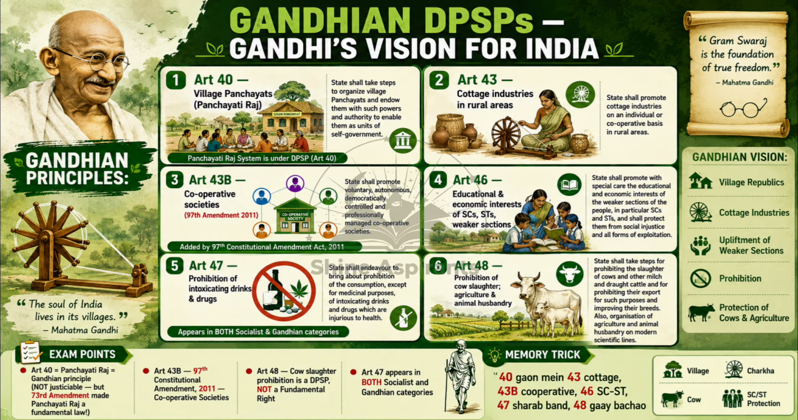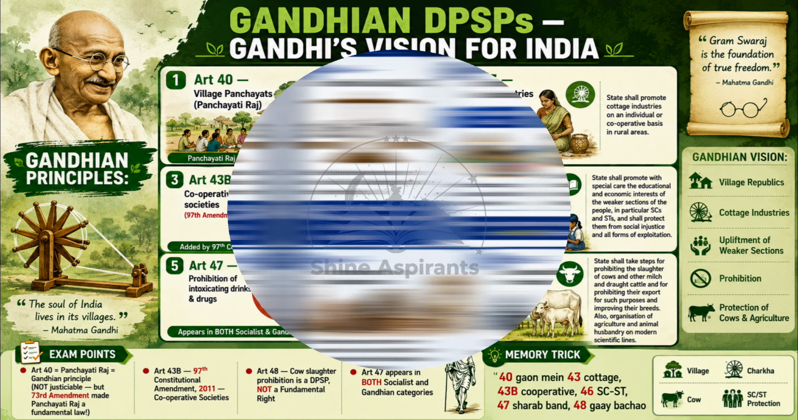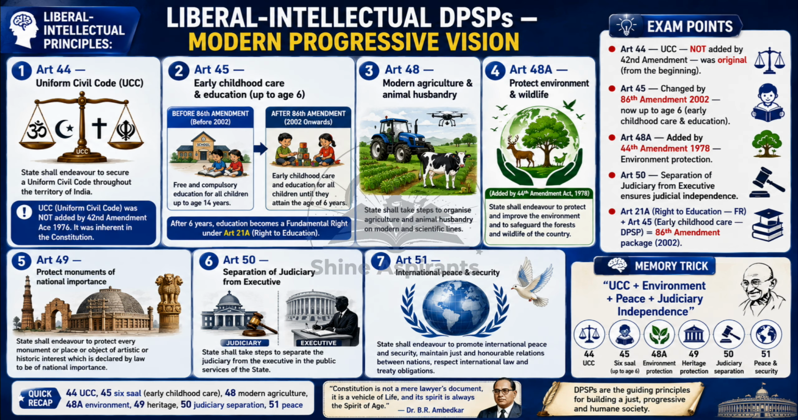Article 48 directly, prevention of cow slaughter, organization of agriculture and animal husbandry. Clear and direct. Liberal intellectual principles, articles. The third category, liberal intellectual principles. These represent the more progressive, modern, and rational vision for India, one that goes beyond economics and villages to talk about law, environment, and even international peace.